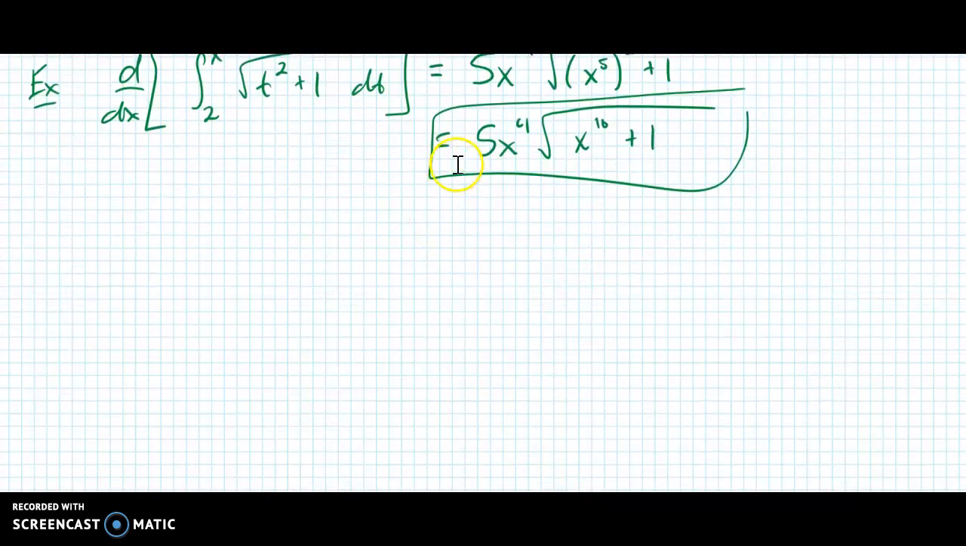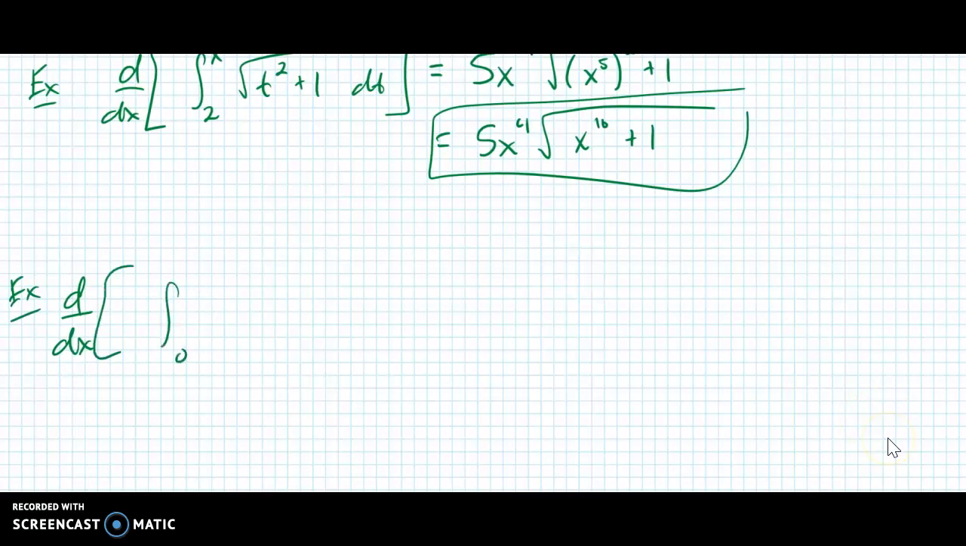Let's see if you can do one more with chain rule. Let's do the derivative with respect to x of the integral from 0 to x squared plus x of ln of t plus 4 dt, close bracket. So the integral of ln of t plus 4 dt, and I want to do the derivative with respect to x. See if you can do that with the second FTC. Hit pause, see if you can do it yourself.